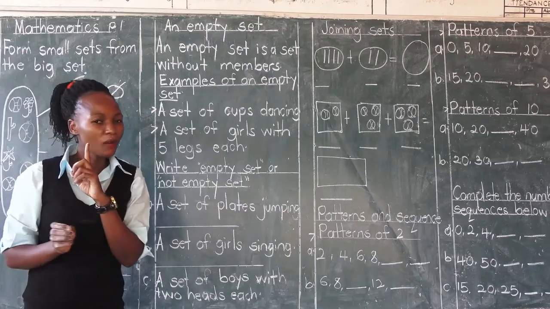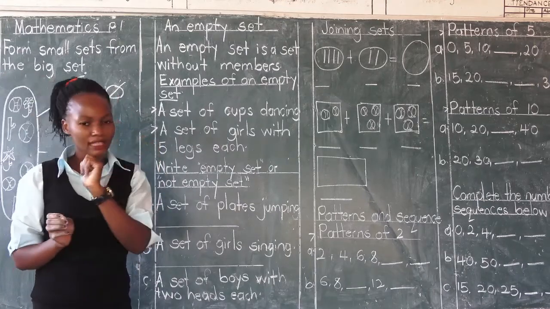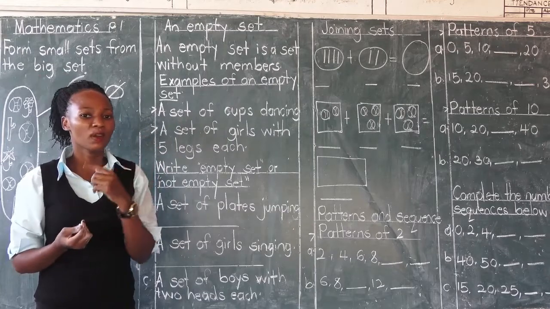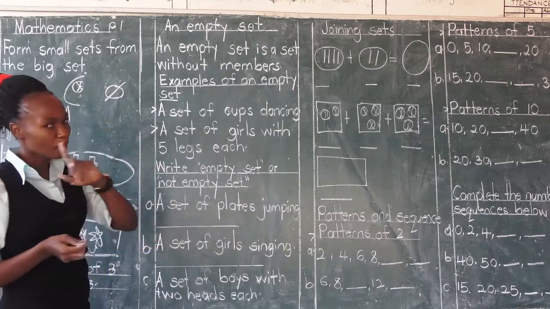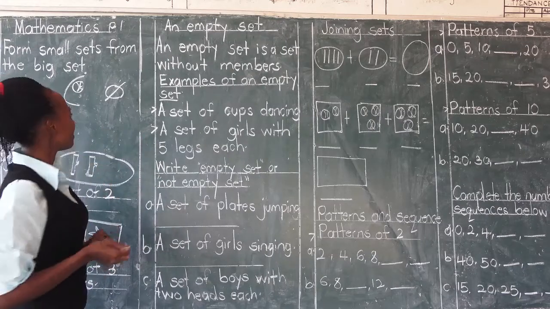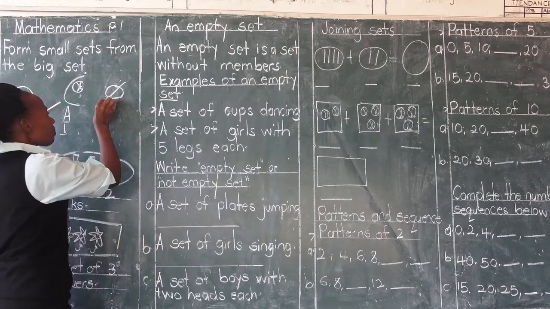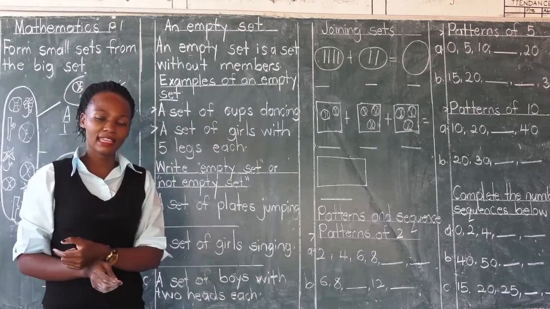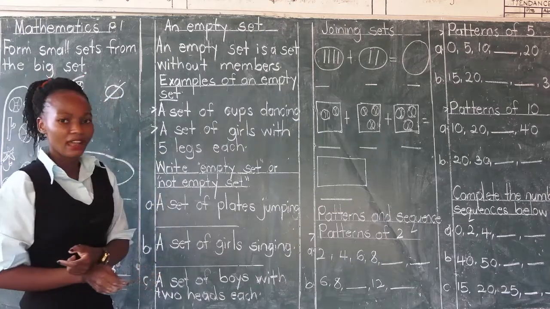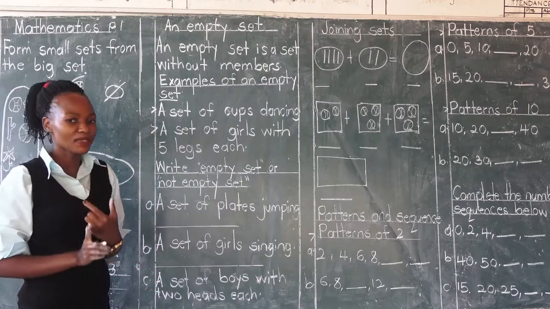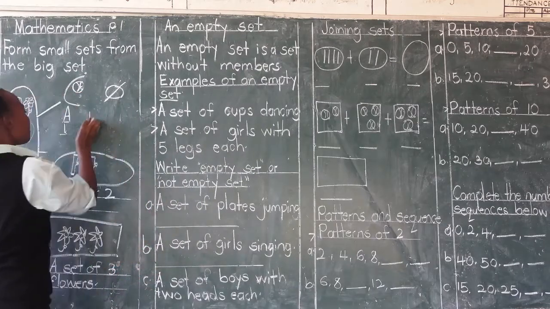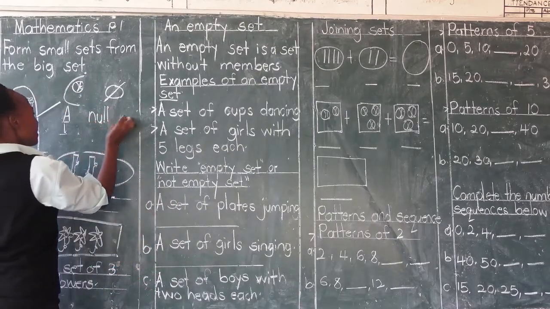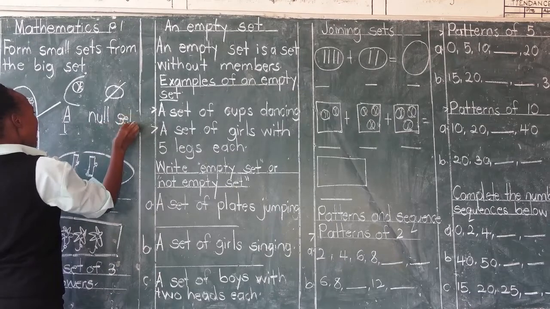But remember, we said an empty set has more than one name. Now, what are those other names? They don't call it an empty set. Which other name can they give you? Alright, there is null set. We have the null set. You can say a null set.